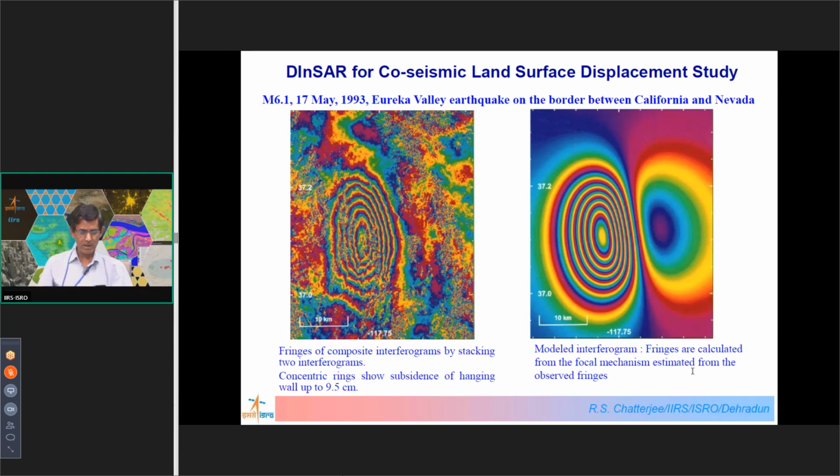Now there is another example, like Eureka Valley. Here you can see the fringes, the composite interferograms made by stacking. Initially these two were done by stacking of interferograms. Okay, so here you can see the concentric interferograms that show the subsidence of the hanging wall. It is up to 9.5 centimeter of subsidence of the hanging wall.